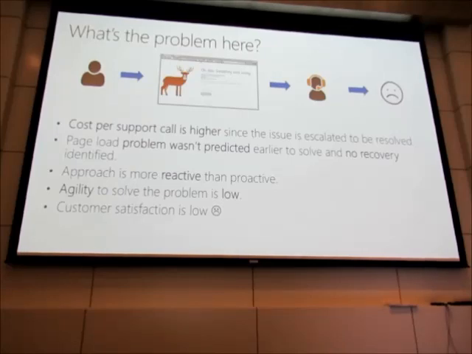And this page load error was never predicted earlier. This is more of a reactive approach, where someone calls you and tells you something's wrong. Rather, if my application were intelligent enough to predict that a lot of traffic is coming and stop it there, that wasn't done. So there was no resolution in a predictive way, and the approach is reactive, which is bad. The agility to solve the problem is very low, and customer satisfaction is also low. So what do we do to improve the customer satisfaction here?